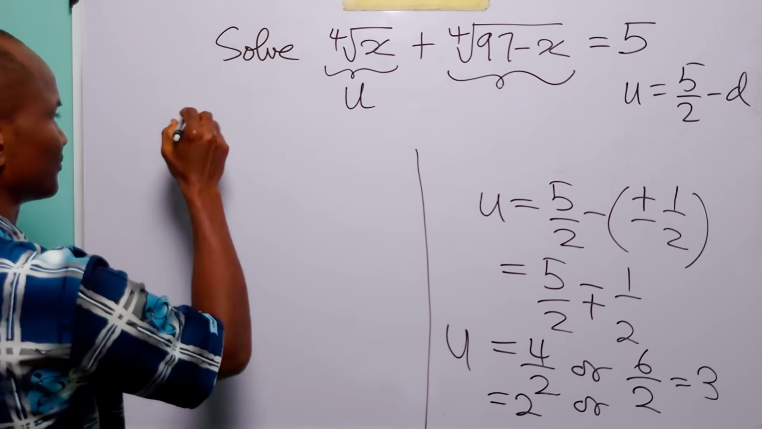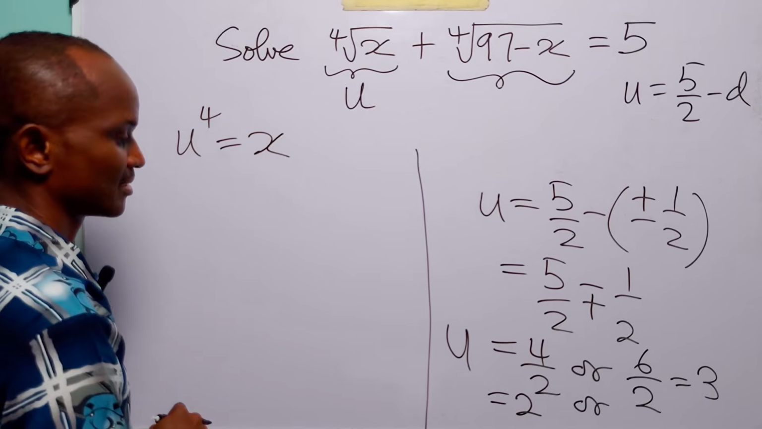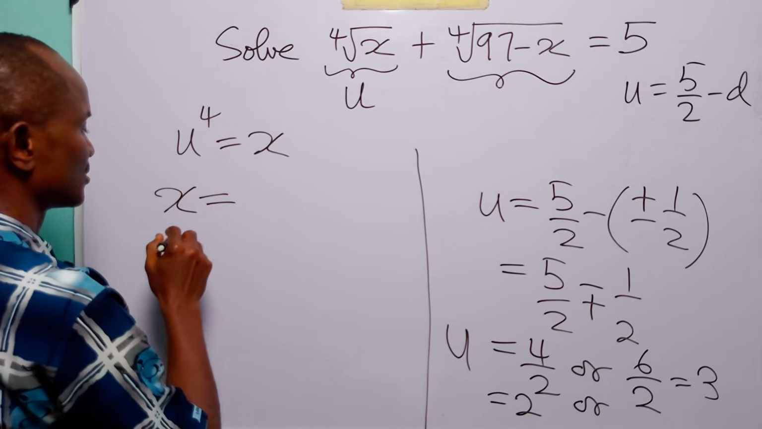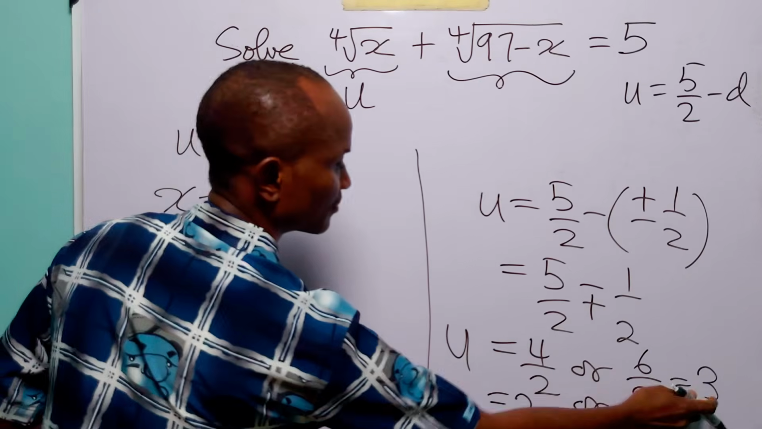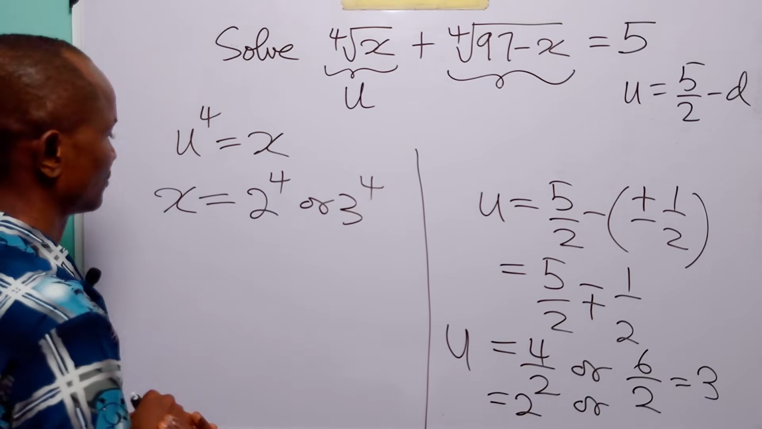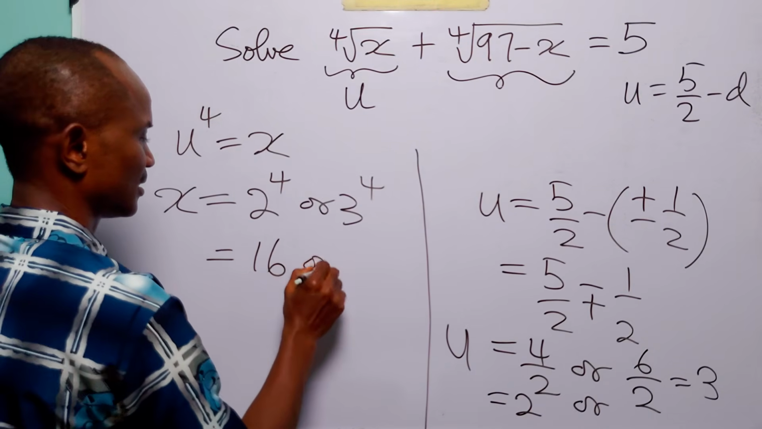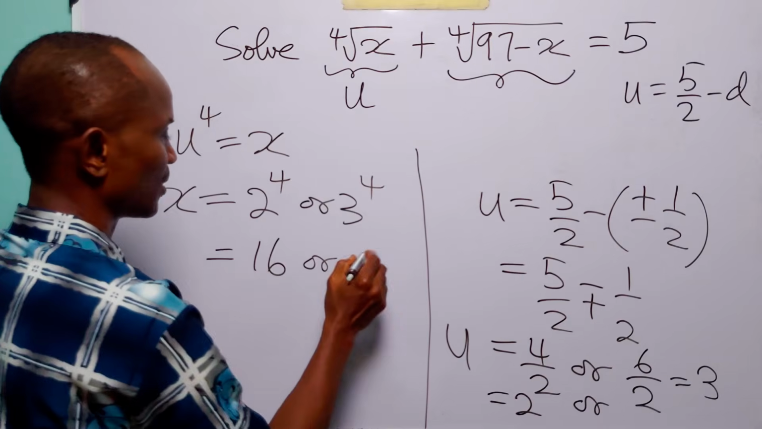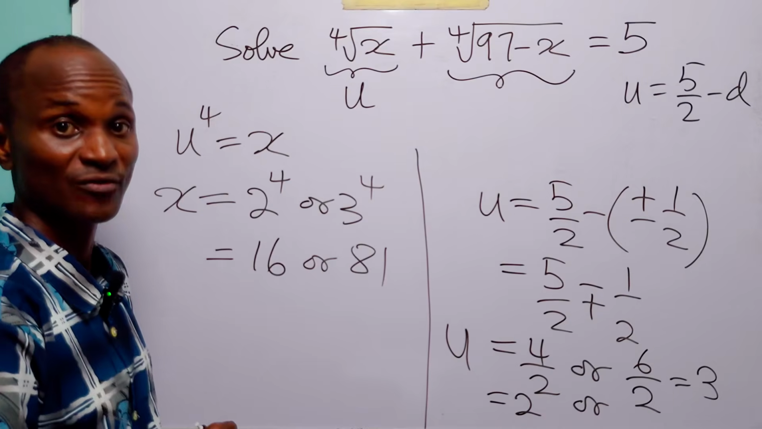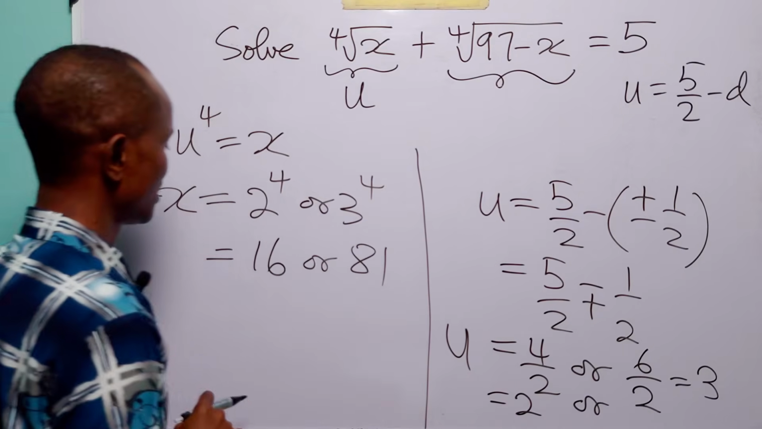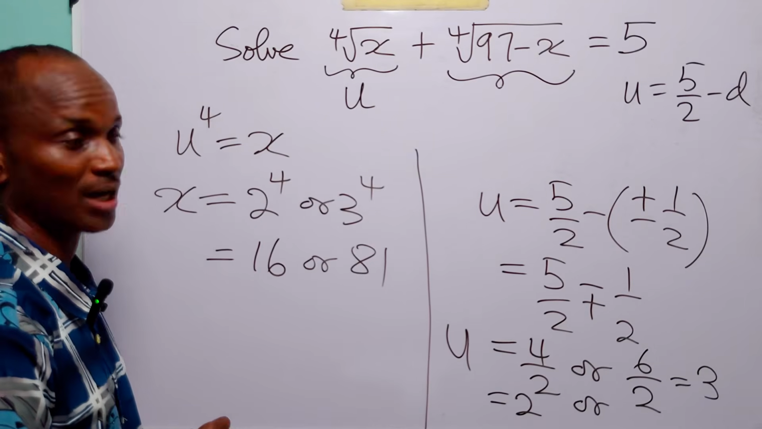Now we go back to this substitution. From here we have that u to the power 4 is equal to x. So we have that x is equal to 2 to the power 4, or 3 to the power 4. 2 to the power 4 is equal to 16, and 3 to the power 4 is equal to 81. So we have that the two real values of x that satisfy this equation are x equal to 16 and x equal to 81.